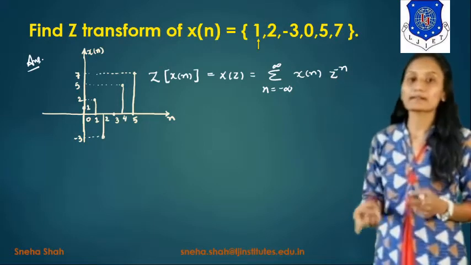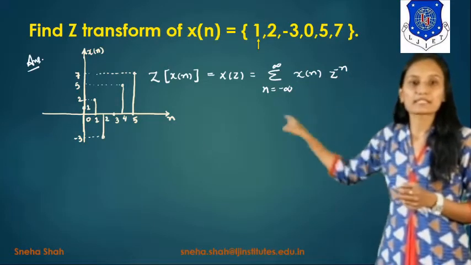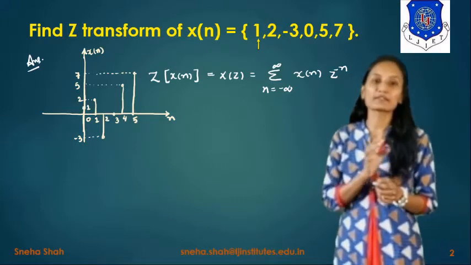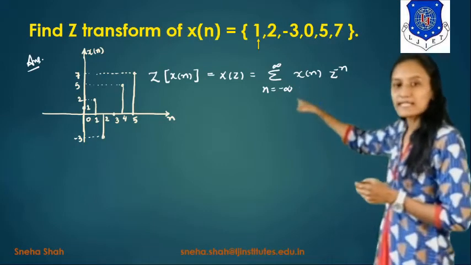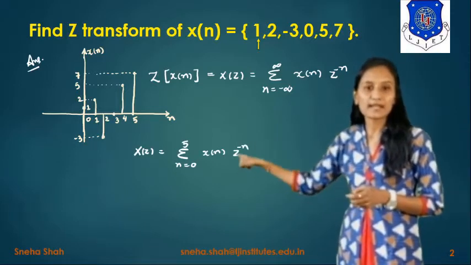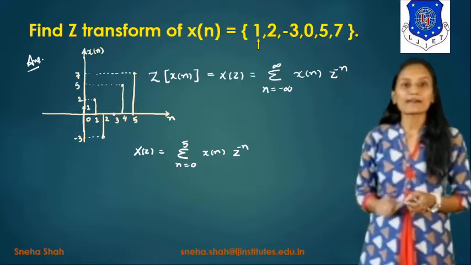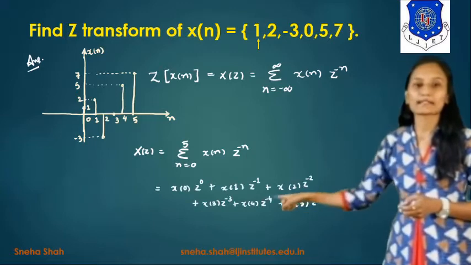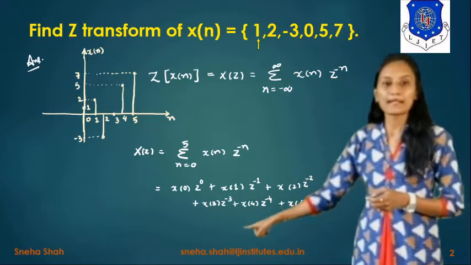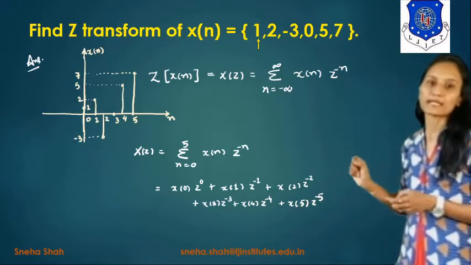Now in this, what is the range of this x of n? You can see from this graph that from n equals 0 to 5, the input sequence will be there, and before and after that its value will be 0. So this range will be from n equals 0 to 5. So X of z equals summation n equals 0 to 5 x of n into z raised to minus n. Now we will put in the values of n in this equation. So the terms will be x of 0 z raised to 0 plus x of 1 z raised to minus 1 plus x of 2 z raised to minus 2 plus x of 3 z raised to minus 3 plus x of 4 z raised to minus 4 plus x of 5 z raised to minus 5.